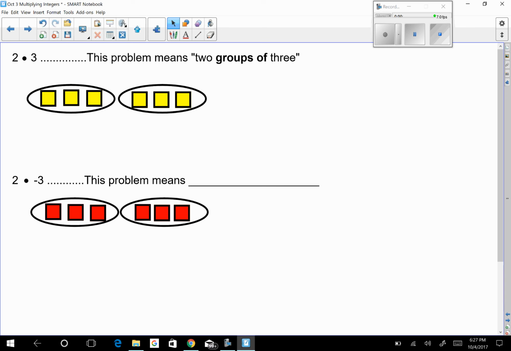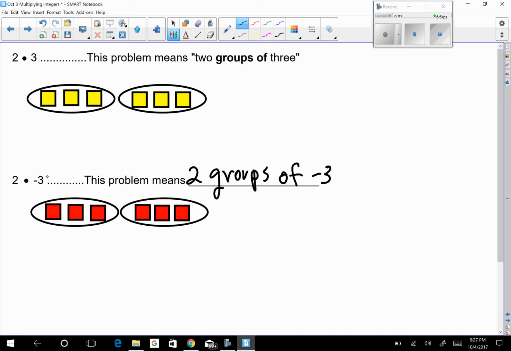Now let's look at the second one. It's 2 times negative 3. So that means we need 2 groups of negative 3, because we have 3 negatives in each group. And so you would show the negative 3 with our 3 reds. We need 2 groups of it. So we have 1 group, 2 groups.